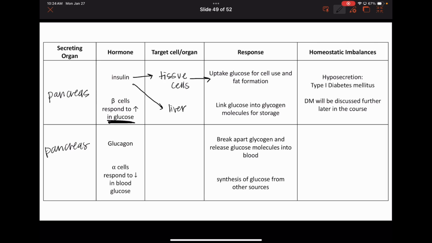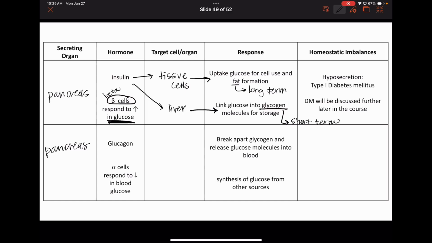And then insulin at the liver is going to link glucose, those extra glucose molecules, together as glycogen for storage. So you should know that fat is long-term storage, which is why it's hard to get rid of, and glycogen is a short-term storage of glucose. And then one thing you didn't know from before is that it's specifically beta cells that produce insulin when we have high blood glucose. So that B stands for beta.